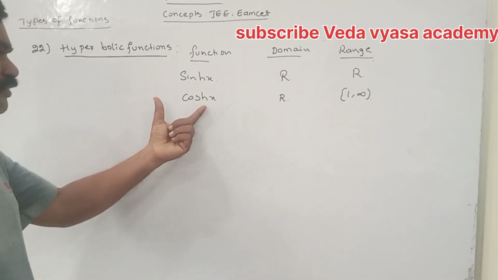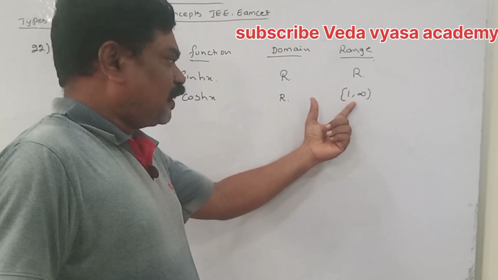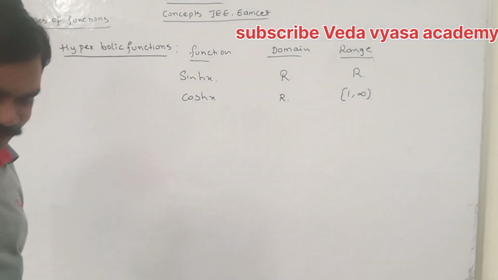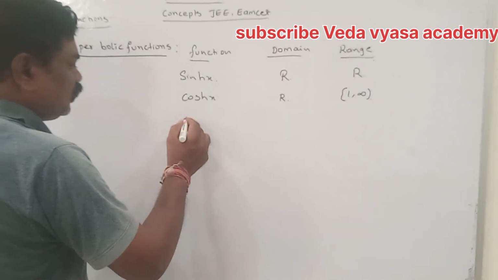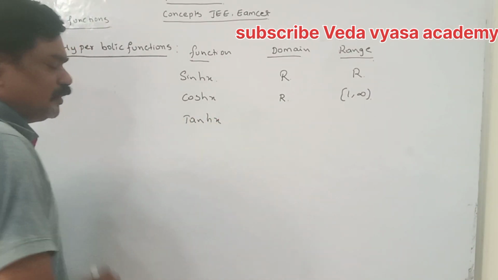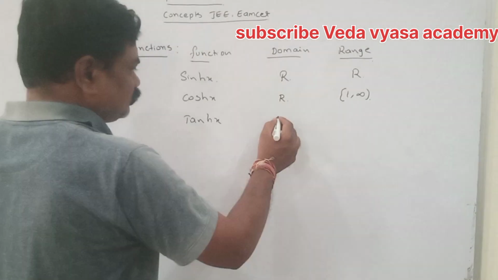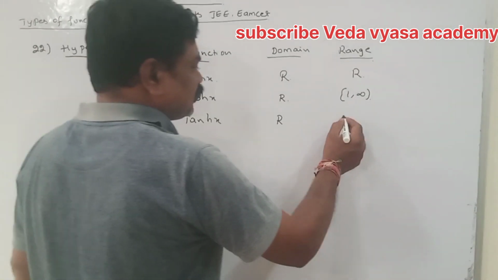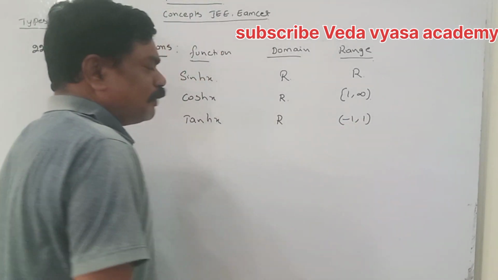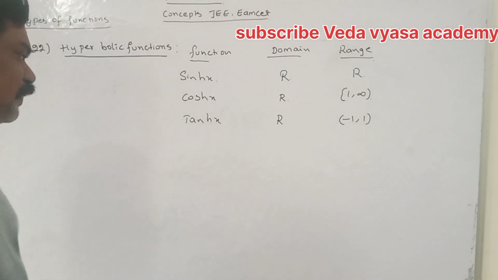Here cos hx: domain is R and range is the closed interval 1 to infinity. And the tan hyperbolic function, tan hx: domain is R, and the range is the open interval minus 1 to 1. This is the range of the tan hyperbolic function.